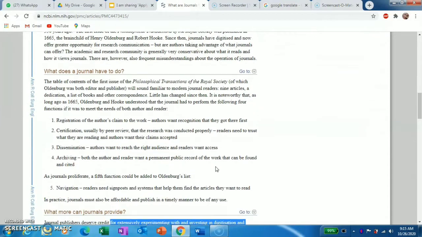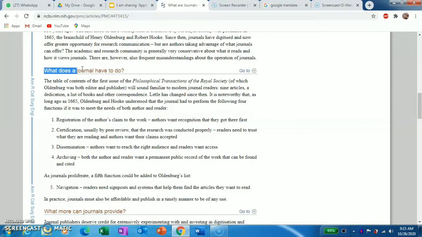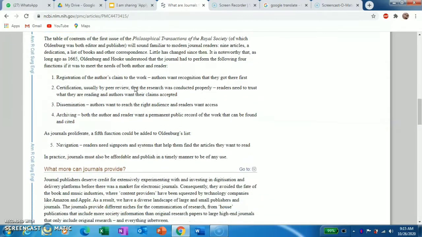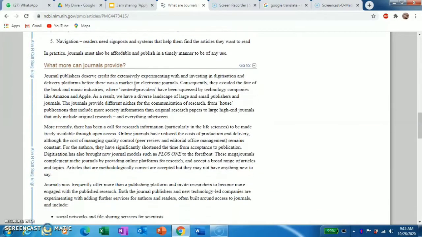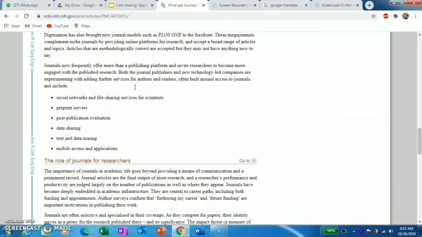The first place I will begin is "What does a journal have to do?" As in most textbooks, these are located at the beginning of the article. I read this carefully to find out the main concepts I will learn by reading. After reading this part, the next part of the article that I will read is the key message at the end of the journal.